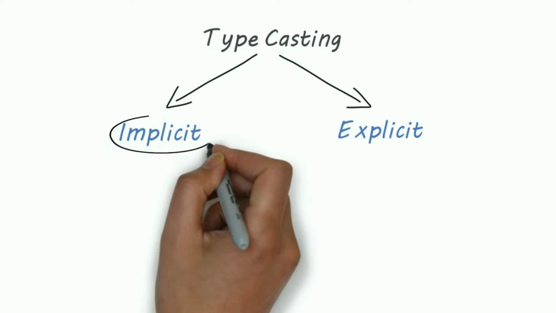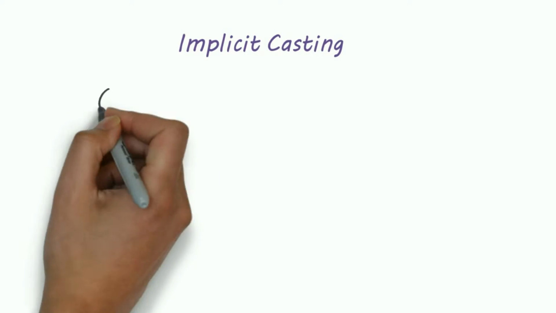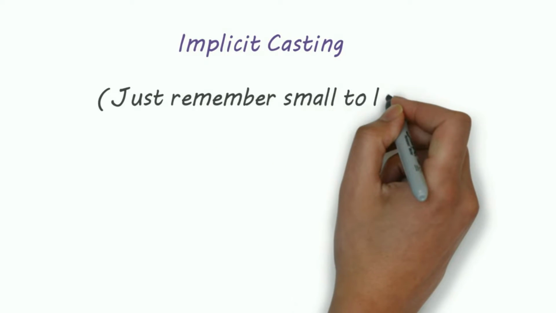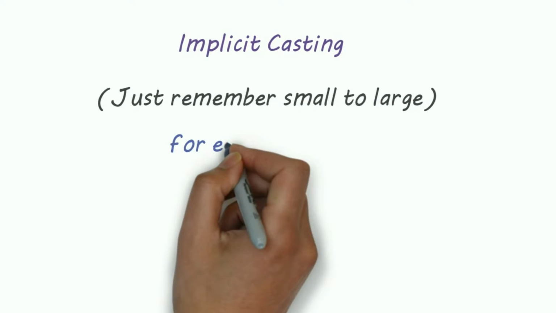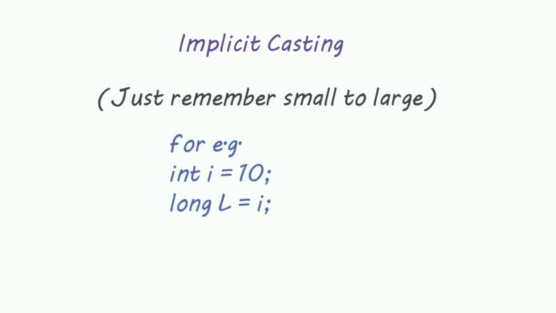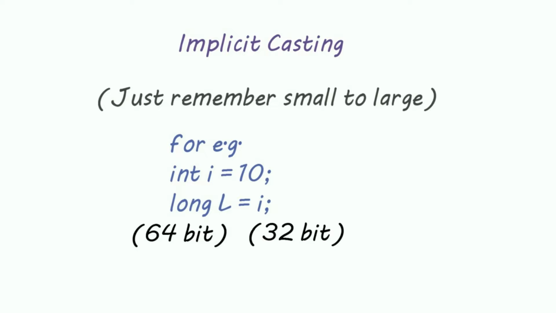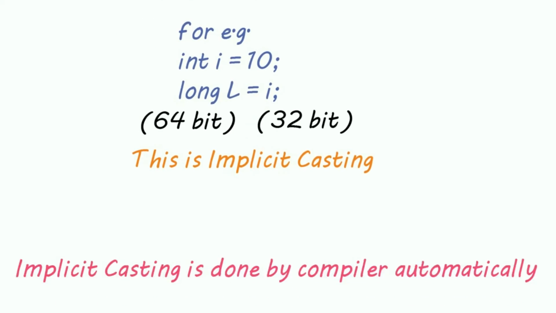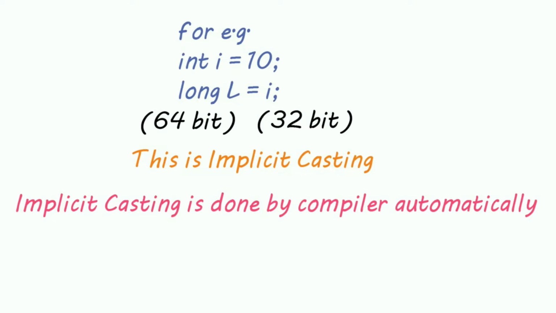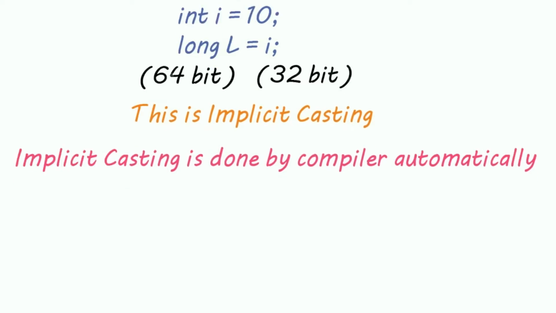Typecasting is of two types, implicit or explicit. So what is implicit casting? Just remember small to large. For example, int i equals 10, long l equals i. So i is assigned to l, and int is 32 bit, which is smaller, and long is 64 bit, so long is larger. So this is implicit casting. Implicit casting is done by the compiler automatically, so we don't have to do anything.